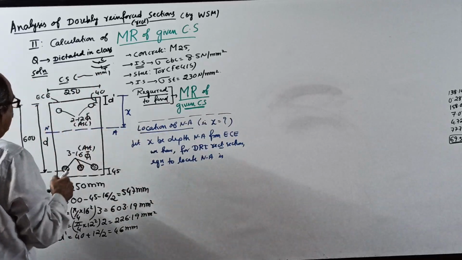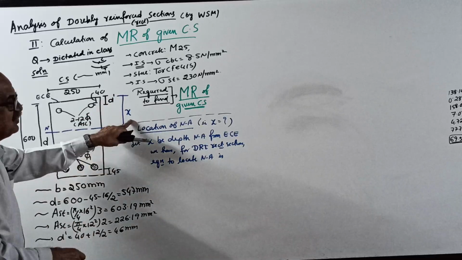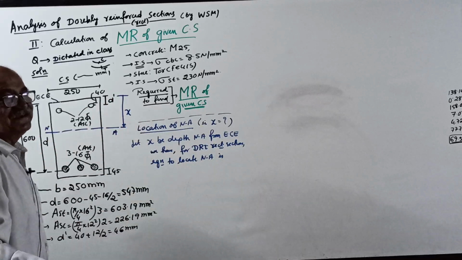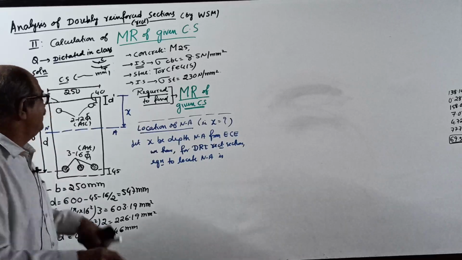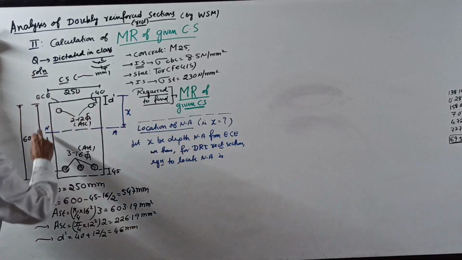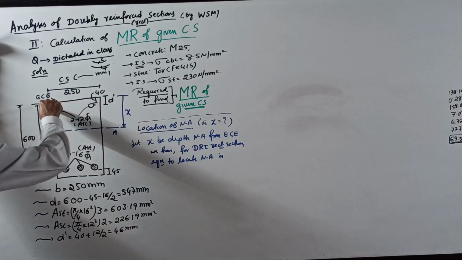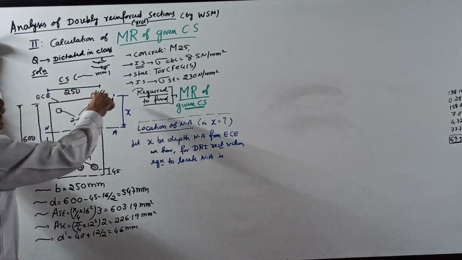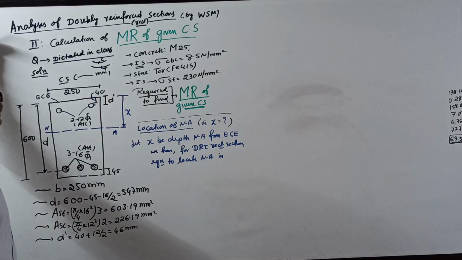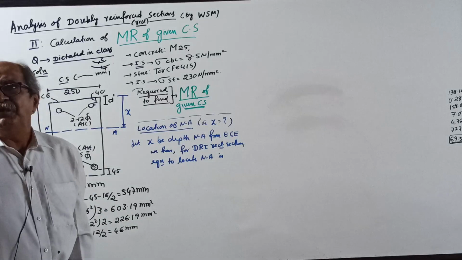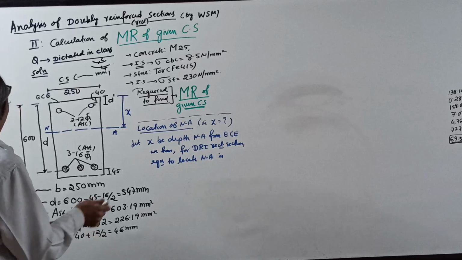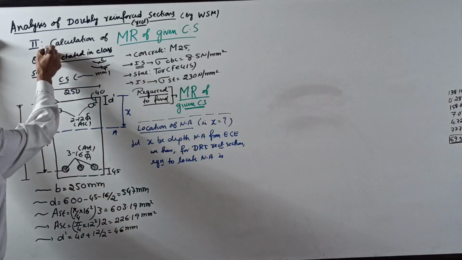So your limit state method. Yesterday I started limit state method. That's why suddenly XU came. So X, D, D dash, all are measured from the extreme compression edge. Make a note. Or you can do one thing. Suppose it is given hogging BM. Next question, when I do Roman 2, see, this is Roman 2, A.